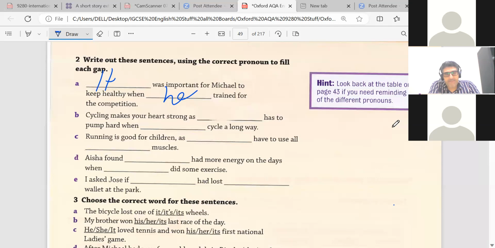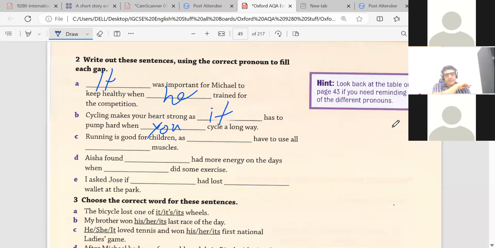Cycling makes your heart strong as it has to pump hard when you cycle along with. So it will have to pump hard when you cycle a long way. Perfect. Clear, Khalid?